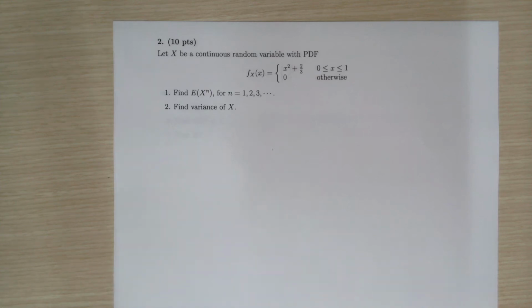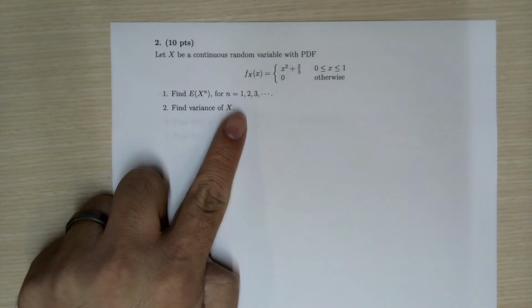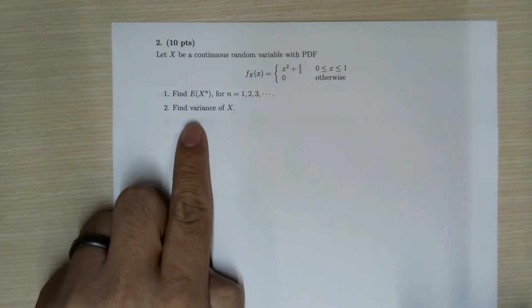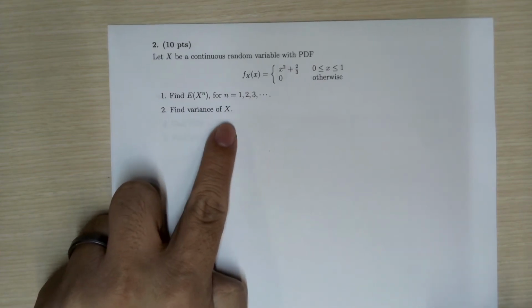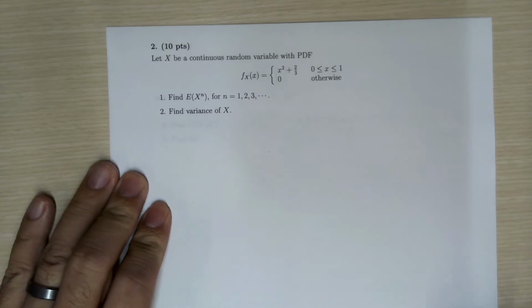Okay, so let's look at a second problem. Let x be a continuous random variable with a given PDF. So first find the expectation of x to the power of n for n equals 1, 2, 3. And then after that, find the variance of x.